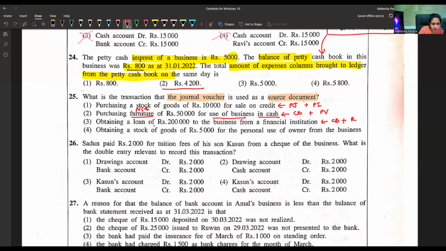Let's see. Obtaining stock of goods for the personal use of the owner. Now, what is this? This is a stock drawing. This is definitely recorded in the general journal. So the source document of stock drawings is the journal voucher. See, we arrived at the answer logically.